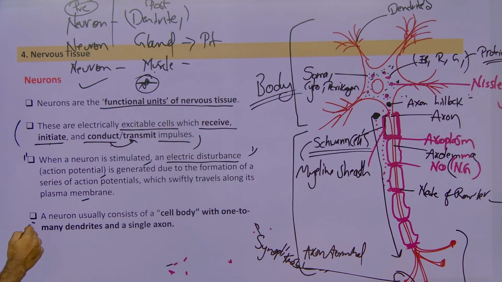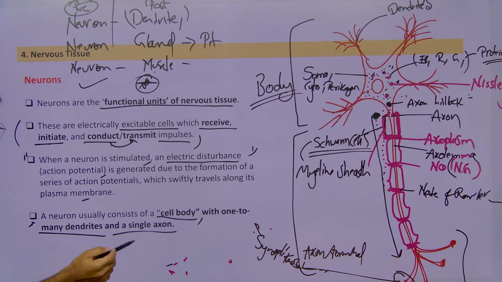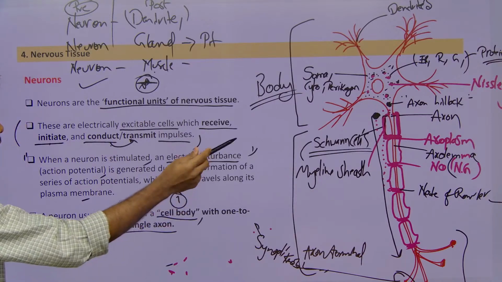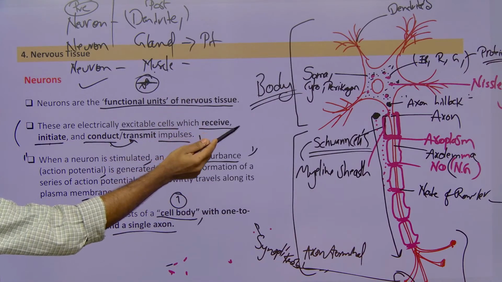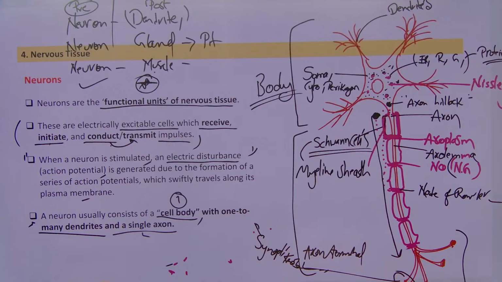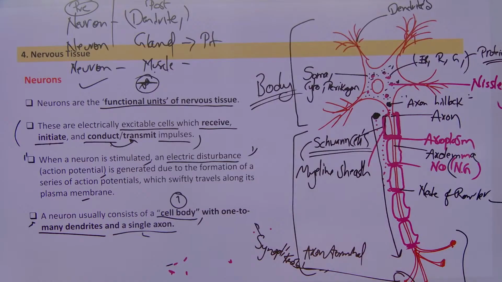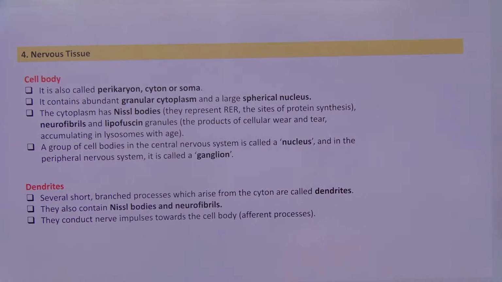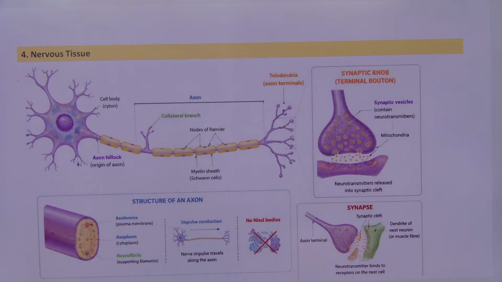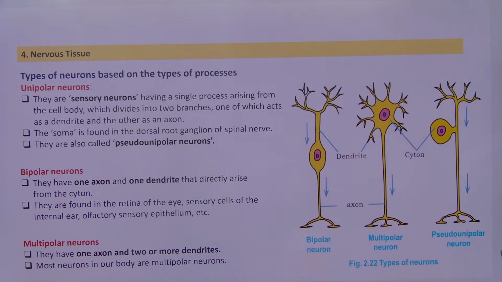A neuron usually contains a cell body and also many dendrites and a single axon. We already discussed one cell body, one or more dendrites, and one single axon. Based on the number of cell bodies and the number of dendrites, neurons are classified into three different categories. We'll see. One is bipolar neuron, another one is unipolar, another one is multipolar neuron, right?